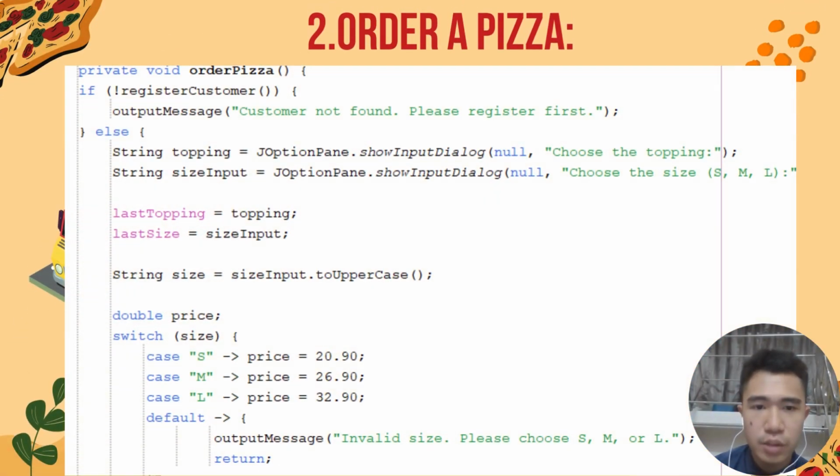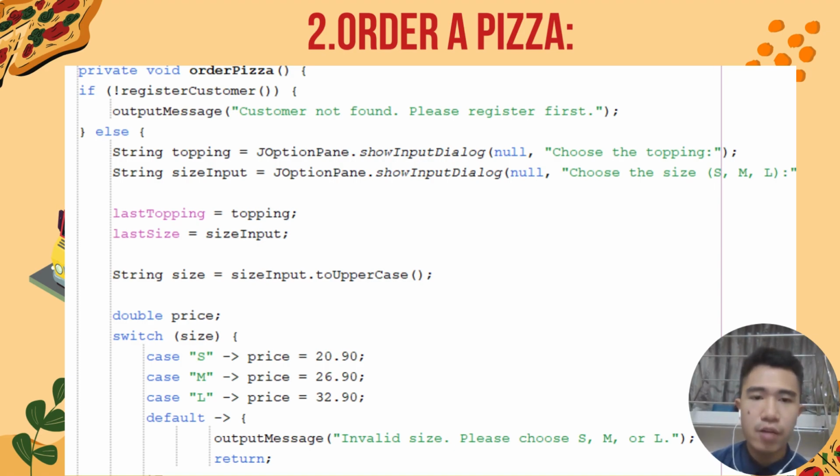The second option of the pizza shop program is about ordering a pizza. For this class, we need to check whether the customer is registered or not in the previous options. Therefore, if the system cannot detect that the customer's data has been input into the program, it will output that the customer is not found and please register first.